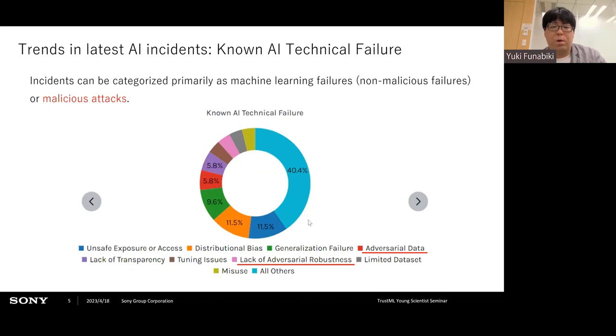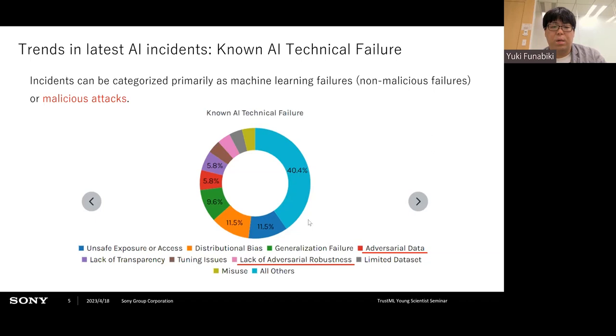The final topic is the technical cause of the incident. Incidents can be categorized primarily as machine learning failures, meaning non-malicious failures. Sometimes machine learning can fail because of overfitting or underfitting, so machine learning has such failure factors potentially.